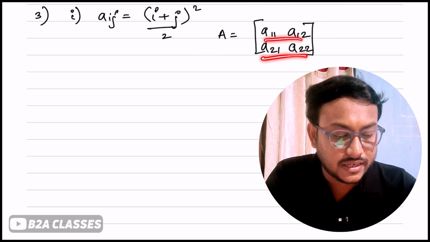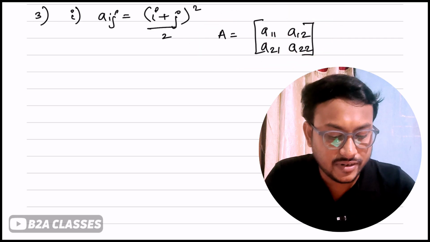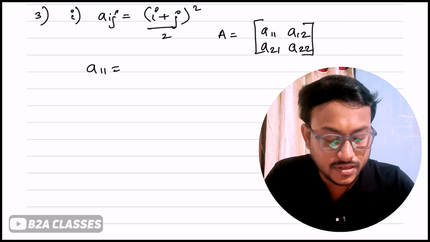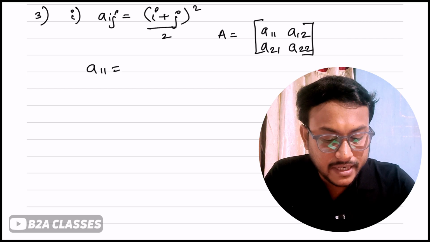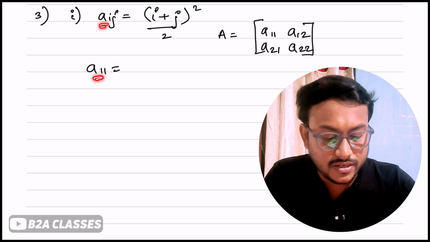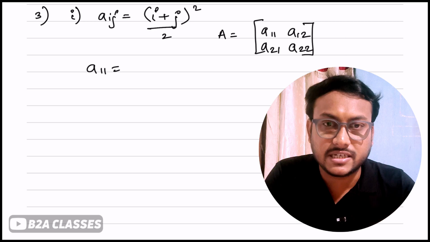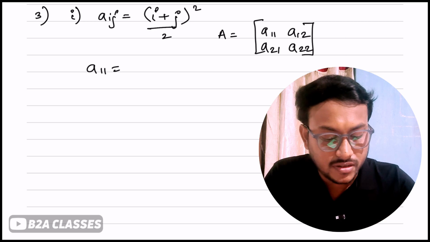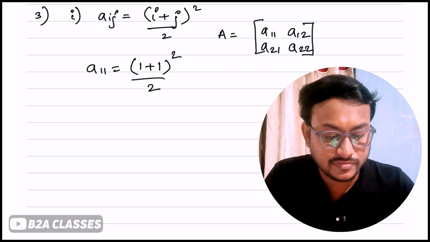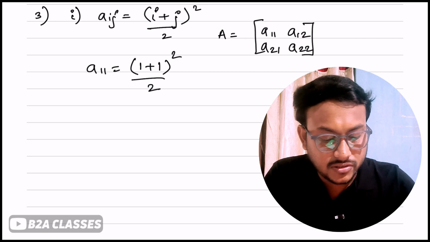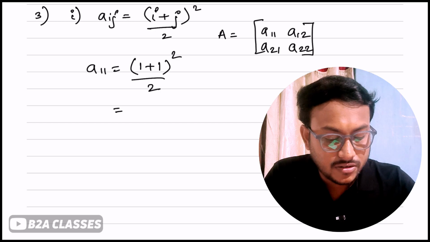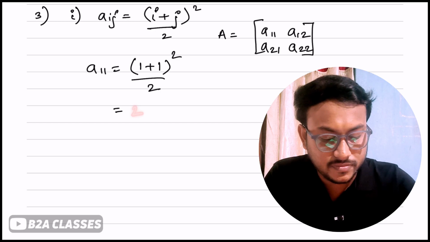We have to find all these elements. The first element is A11. We have to calculate A11. Now you can compare and see, in place of i there is 1 and in place of j there is 1. So we have to substitute 1 in place of i and 1 in place of j. So on substituting I will get (1 plus 1) whole square divided by 2. So on solving this, what will we get? 2 square divided by 2 is 2. So the final answer will be 2.